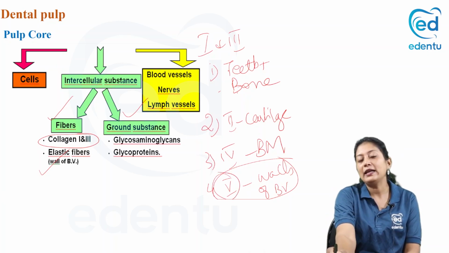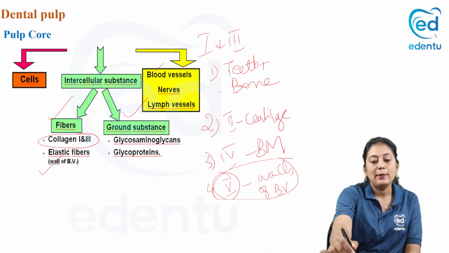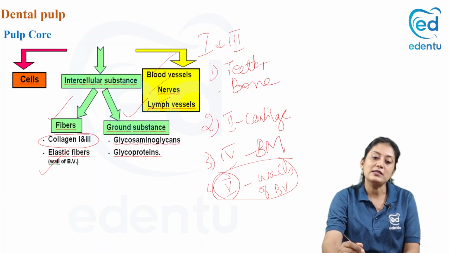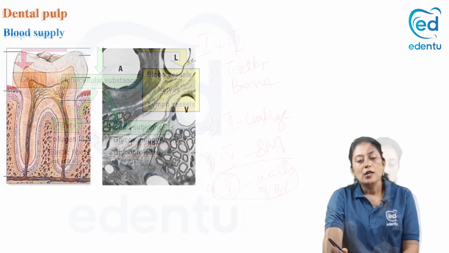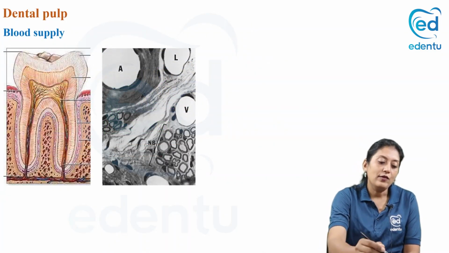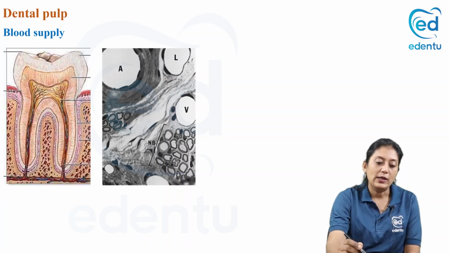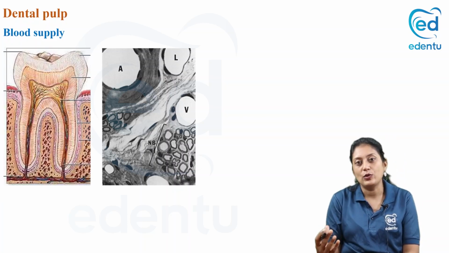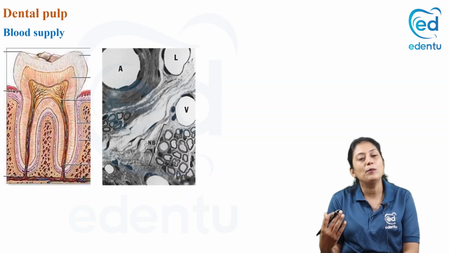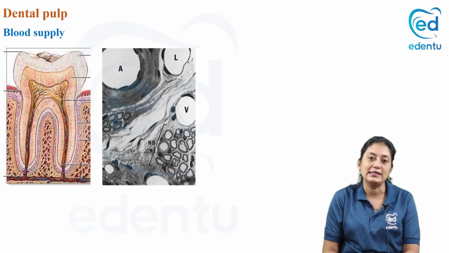And of course, the remaining connective tissue elements like blood vessels, nerves and lymphatic vessels are also seen in the pulp core. So the blood supply: we have a rich arterial and venous supply into the pulp. So pulp is a highly vascularized tissue. Now this is very, very important. Why it is important clinically is that.